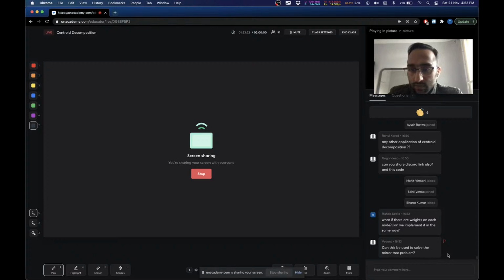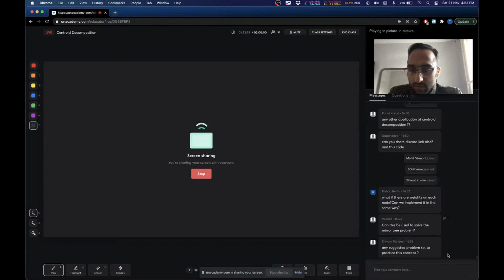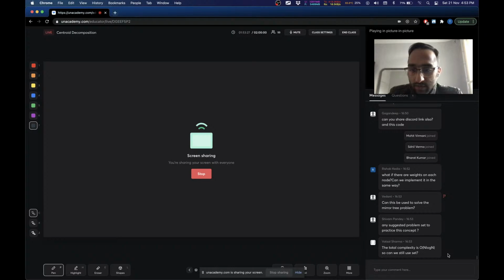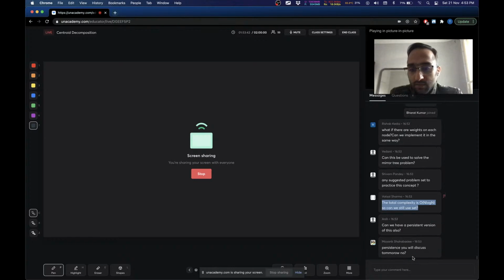I don't know what the mirror tree problem is. Any special problems to practice? Yes, we will be uploading some problems. The total complexity is n log n. So can we still use set? You can use set, but in case of a set, the constant factor is very bad. So it is just more efficient to avoid complex structures.